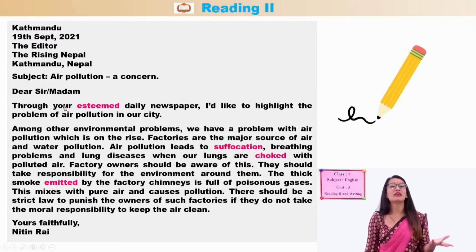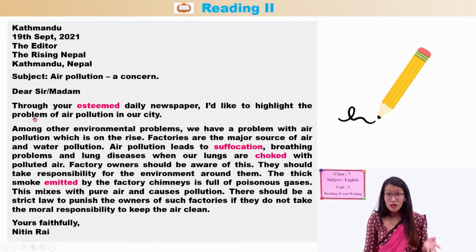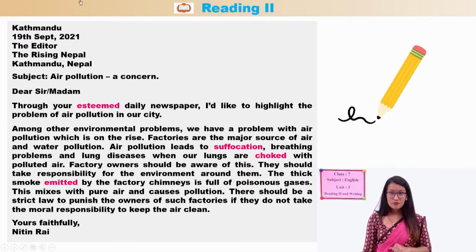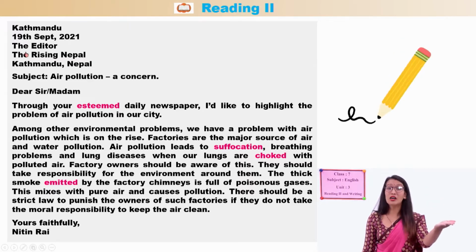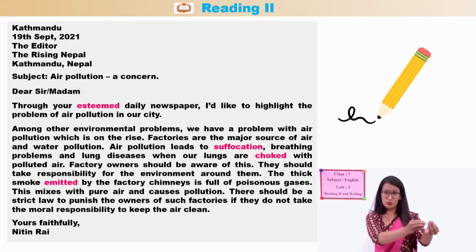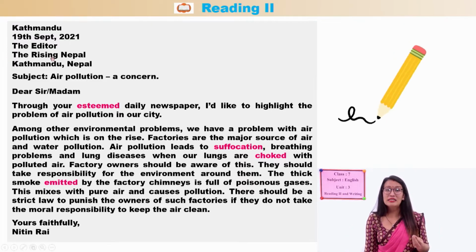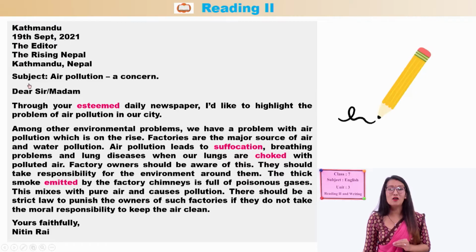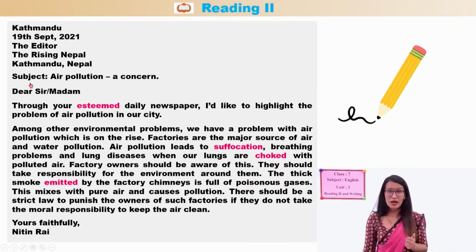Okay, what is it? This is a letter to the editor. Now, let's see from the top. What is this? Kathmandu. It's the name of a place. And this is the date, correct? And this, the editor, means the concerned person, the one whom you are writing a letter to. Newspaper, The Rising Nepal is a newspaper. Okay? Kathmandu, Nepal.